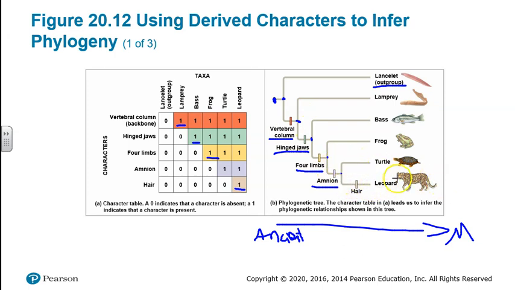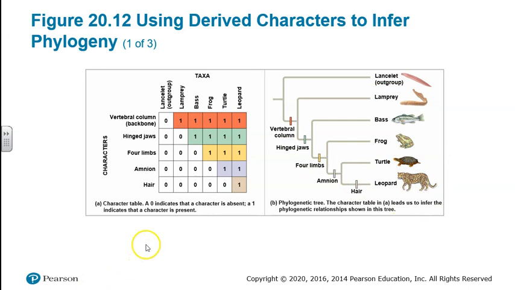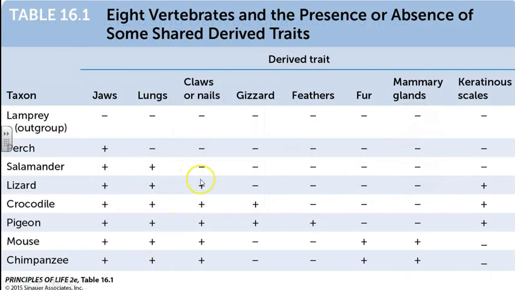Notice that in this trait, we can't put hair here because that would mean the turtle has hair, right? So if we put hair with the amnion before the common ancestor, it means everything would have hair, and that's not the case. So if you did something like this, let me show you a few problems with this.